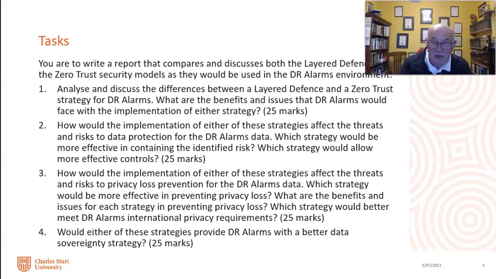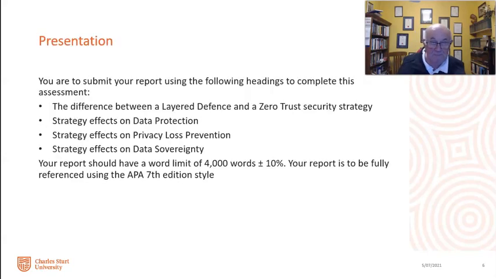Third question is how the implementation of either of these strategies, again remember it's either, is going to affect the threats and risks to privacy loss for the DR Alarms data. So which strategy would be the best or the most effective in preventing privacy loss? You'll need to look at both the benefits and issues for both strategies in prevention of privacy loss, and then decide which strategy would better meet DR Alarms' international privacy requirements. Finally, you'll need to look at whether either of these strategies would provide DR Alarms with a better data sovereignty strategy and approach. So they're the 4 questions that you've got to look at.